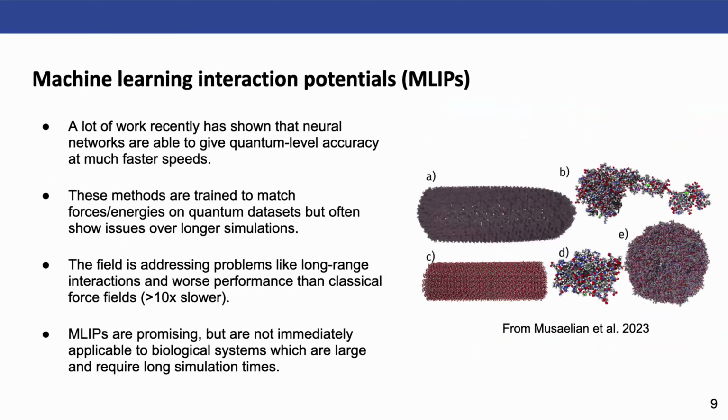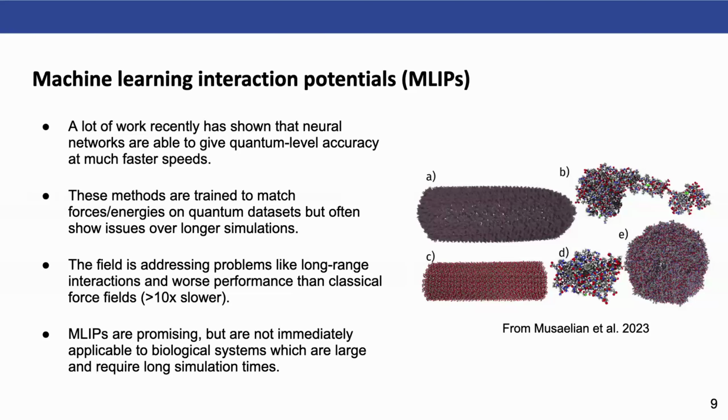Probably the biggest development has been machine learning potentials. There's been a lot of work recently to show that neural networks can give DFT level accuracy, quantum level accuracy, at much faster speeds. These methods are trained to match forces and energies on quantum data sets. They can show issues on longer simulations, but that has been addressed in the last year or two.